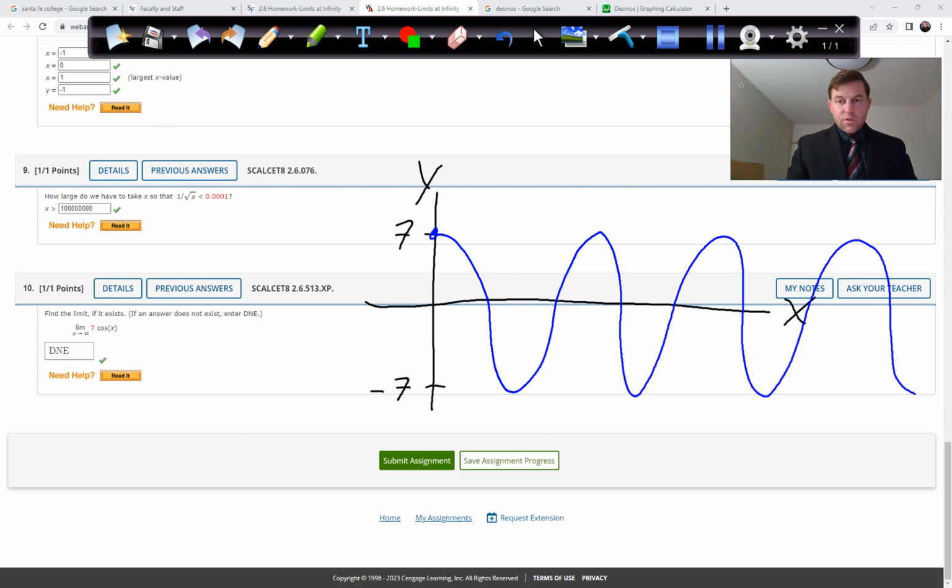So as x goes to infinity, there is no limit because the y value will never hone in on one value. So the idea of the limit is that your y value will flatten out to some value. Well, this will never flatten out. It will just keep going and going and going. It will bounce between 7 and -7, so therefore the limit does not exist. So the picture hopefully helps you see that answer. And that will complete section 2.6.